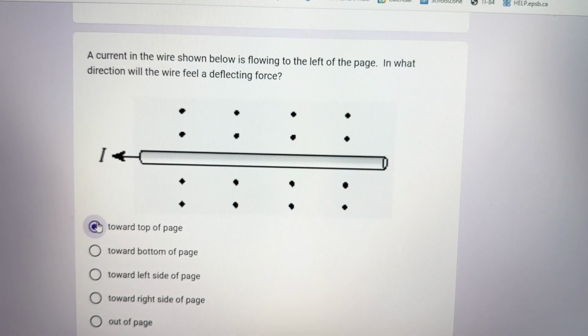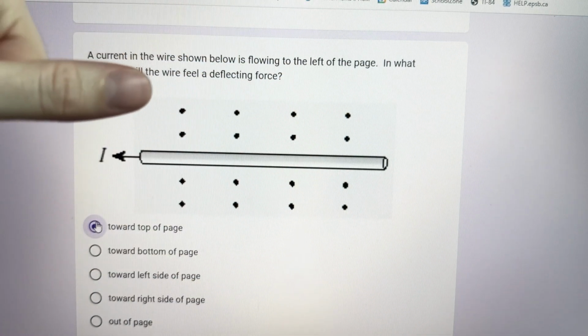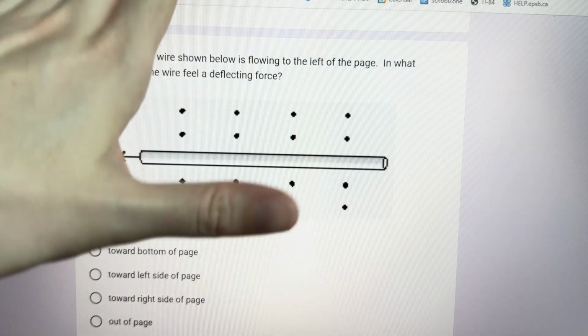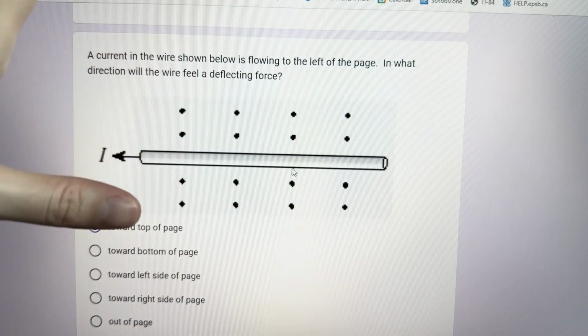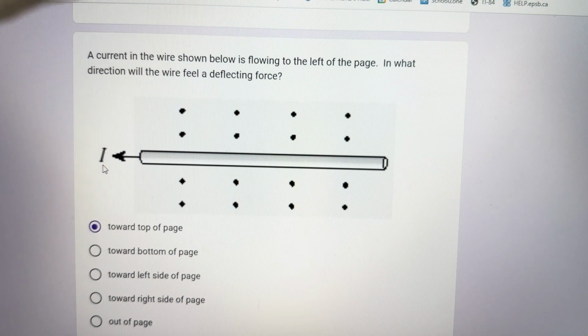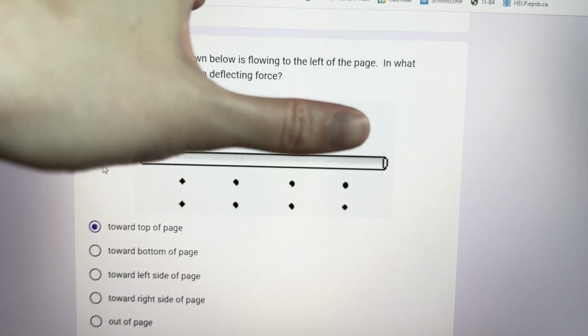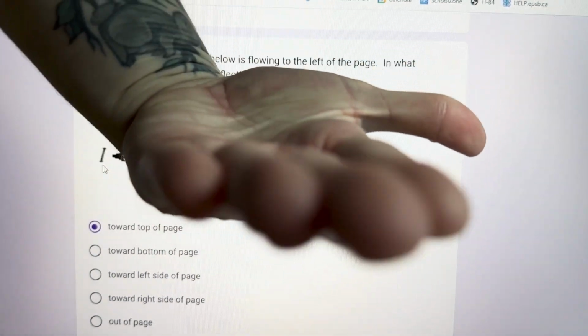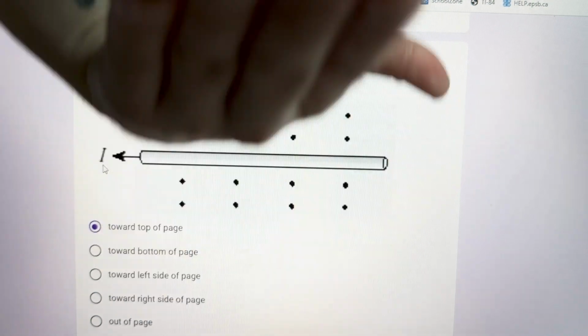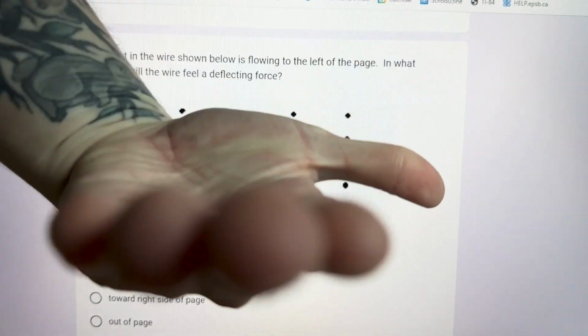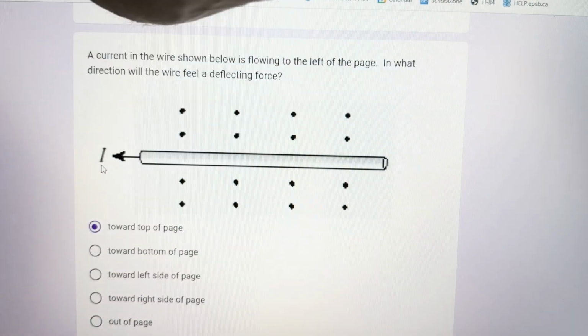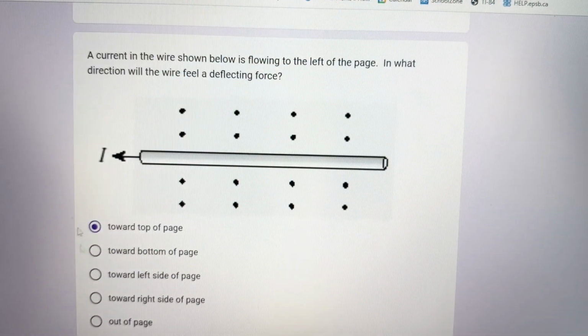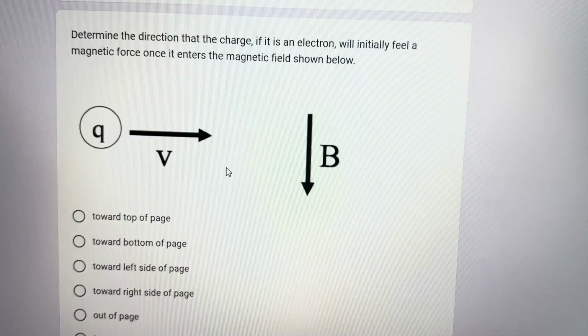We can always double check our work by using the other hand and making sure we get a result that's consistent. So left hand is for thinking about what negatives are doing. If positive current is flowing to the left, then negative electron flow would be flowing the opposite direction, to the right, right? But the external magnetic field is still out of the page towards us. And so if I do it with my left hand, sure enough, I get a consistent result. This wire would feel a magnetic force pushing it toward the top of the page.